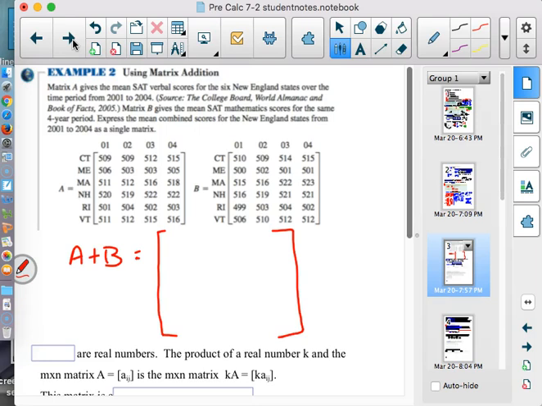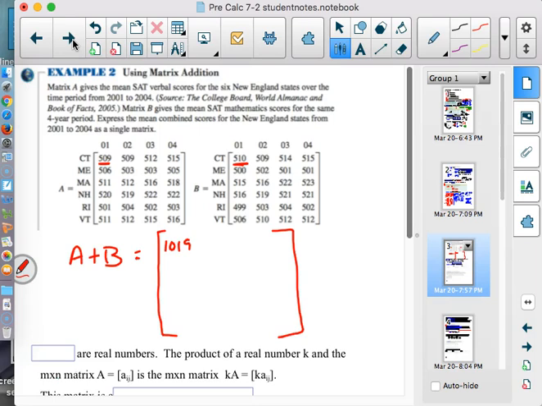So first column in A to the first column in B, and then in the next row the second column and the second column. And if you want to, you could stop the video right now and go ahead and do that addition, but let me just talk you through it here. So we'd take the 509 plus 510, and that would give us 1019. And then it doesn't matter which direction you go.